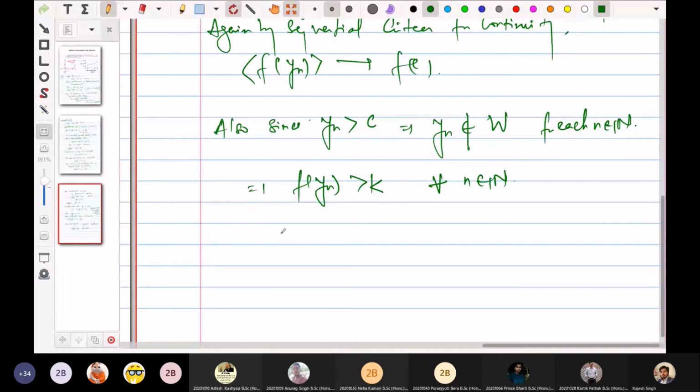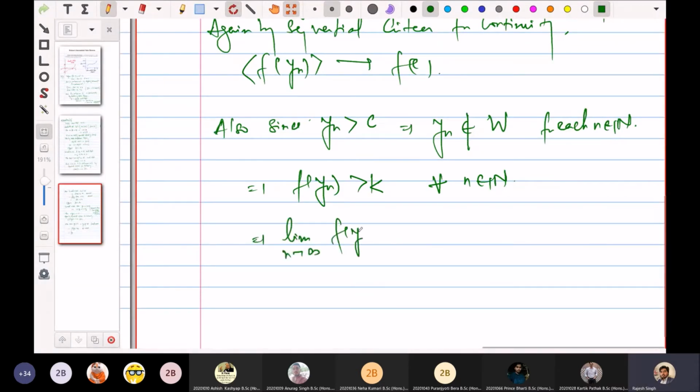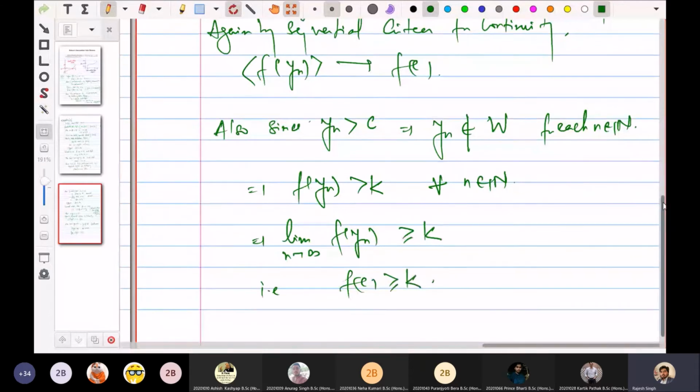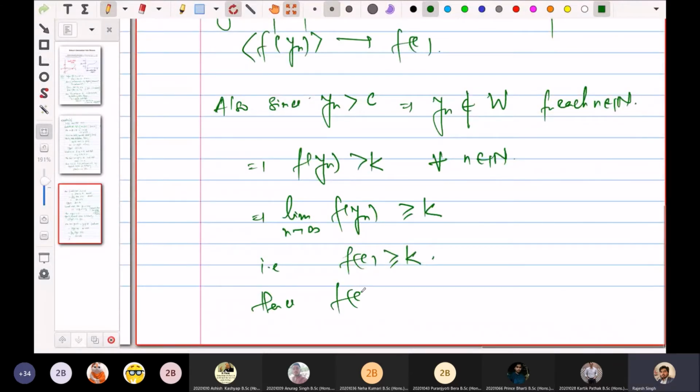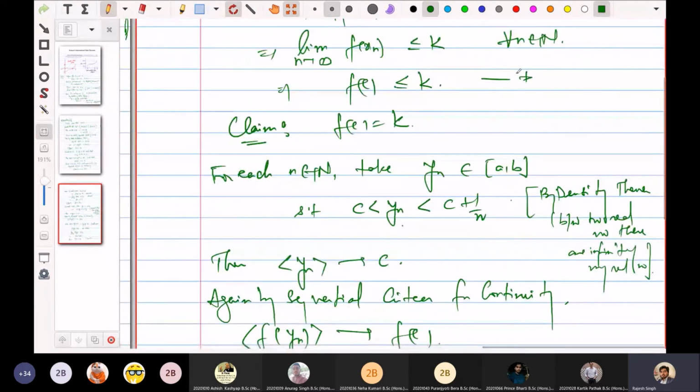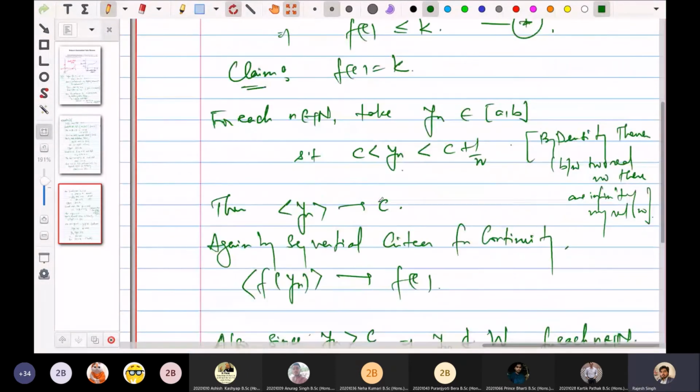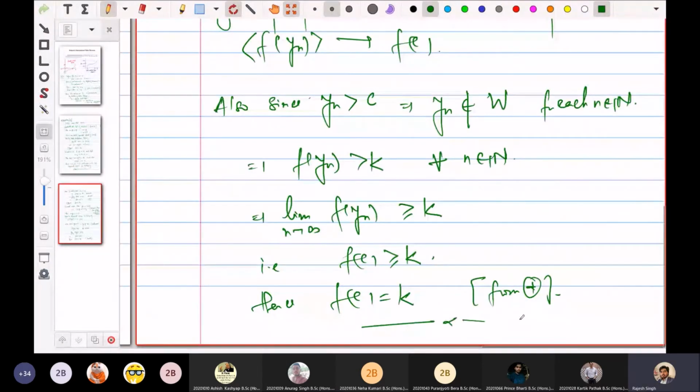Is it fine? And f of yn is greater than k, so this implies limit n tends to infinity, f of yn is greater than or equal to k, that is f of c is greater than or equal to k, hence f of c is equal to k from star. ठीक है, so this was the main, ये याद रखना है कि हमें एक और सीक्वेंस लेनी है from the right of this, फिर अपने आप हो जाएगा. ठीक है, so एक हमने सीक्वेंस left से generate करी, एक सीक्वेंस right से, so then we come to this proof. Okay, is it fine? This is how you can prove this.